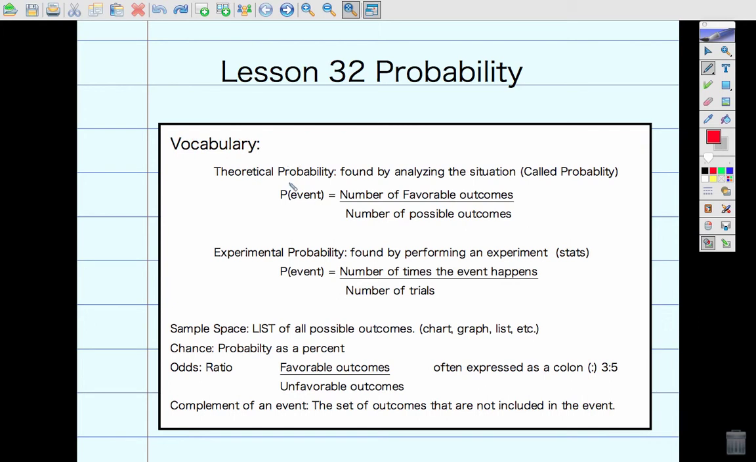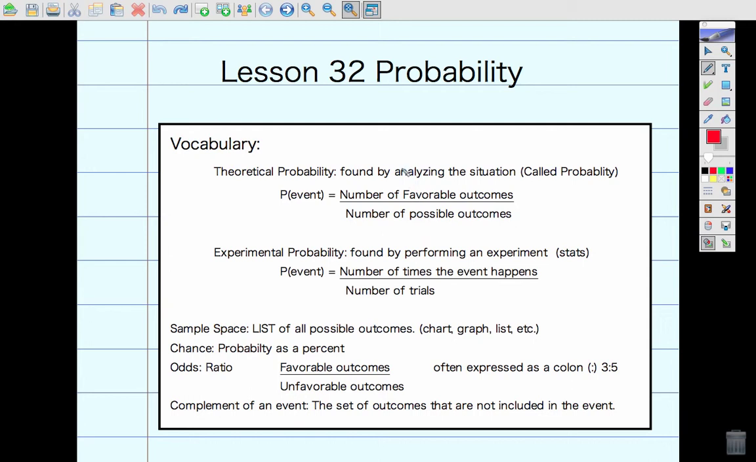So some vocabulary that we're going to work on is theoretical probability, and that's found by analyzing the situation. You're going to want to write down all of this in your notes so you can reference this. Theoretical probability is often called just probability. So when they're asking for a probability of something, they're usually talking about theoretical probability. To find the probability of an event, we're going to take the number of all favorable outcomes over the number of total possible outcomes that there are.